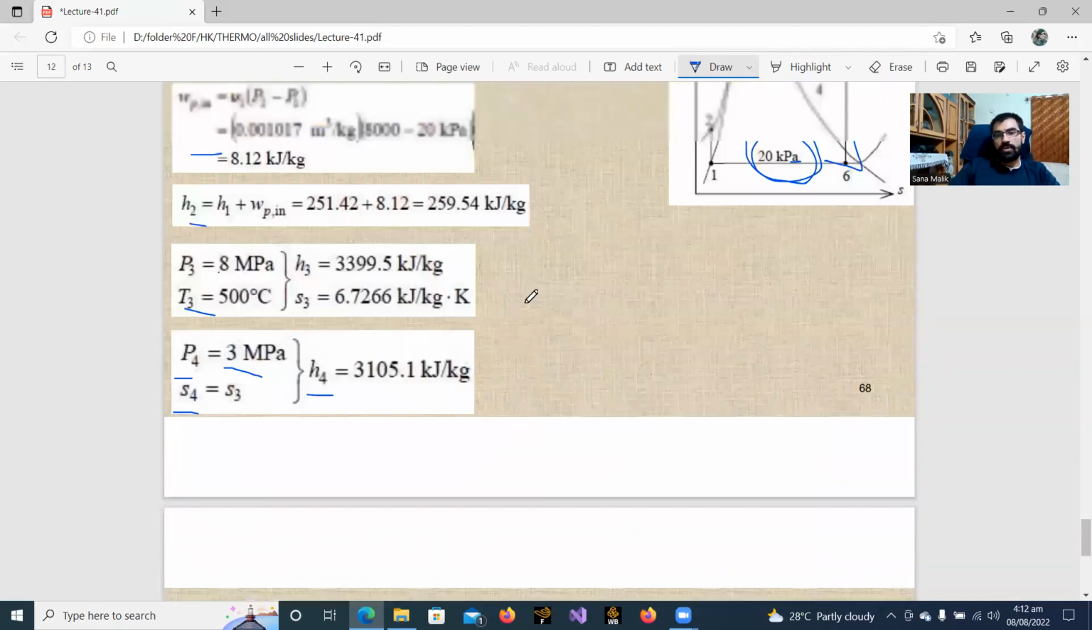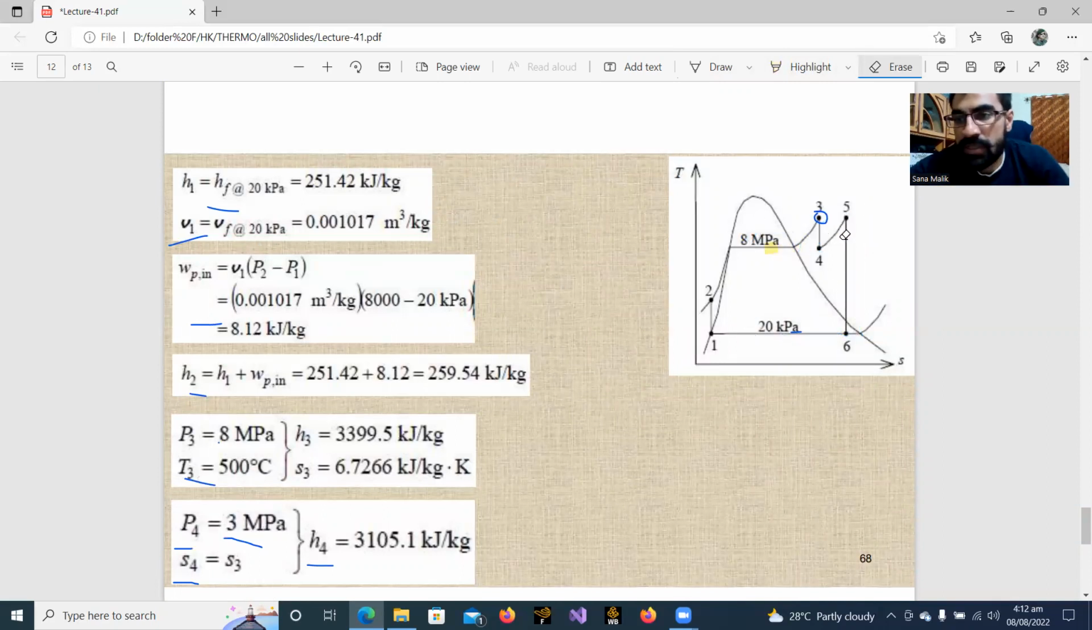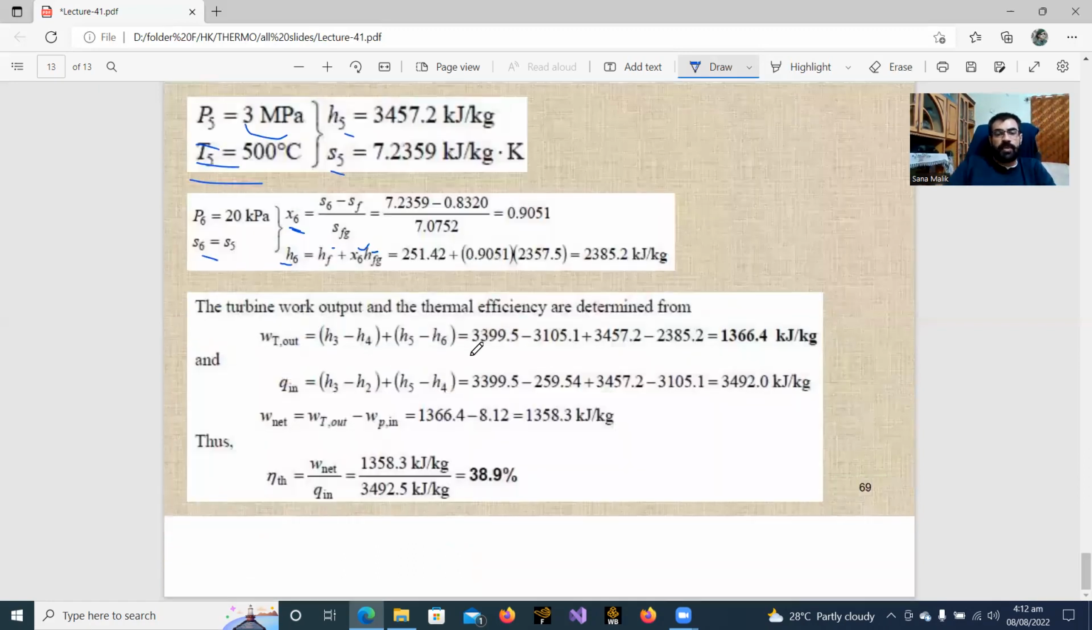For the turbine output, we have to find the expansion processes. Basically there are two expansion processes, two turbines. One is from 3 to 4, and the other is from 5 to 6. We're going to add their enthalpy differences together: the higher enthalpy minus the lower enthalpy, H3 minus H4 plus H5 minus H6. That will give us the work of the turbine.